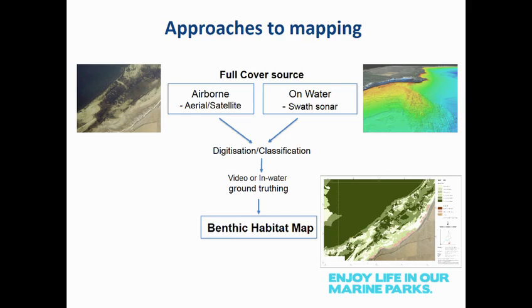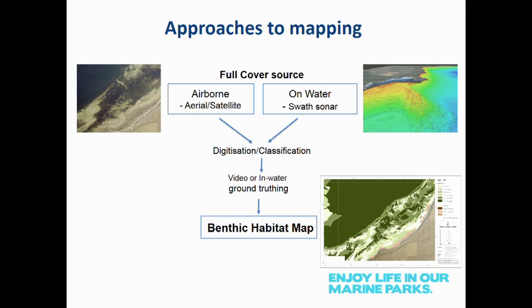Now, typically, to get ourselves a good benthic map, we would start by having a full cover source of information, and they're collected or derived from sensors that are generally either airborne or on water, so either aerial satellite imagery or swath sonar. You go through a process of digital classification, digitisation or classification, some form of ground truthing, and then you develop your habitat map. Now, this sort of work has been ongoing in our department for a number of years and still is ongoing and will be a big part of the program in the future.